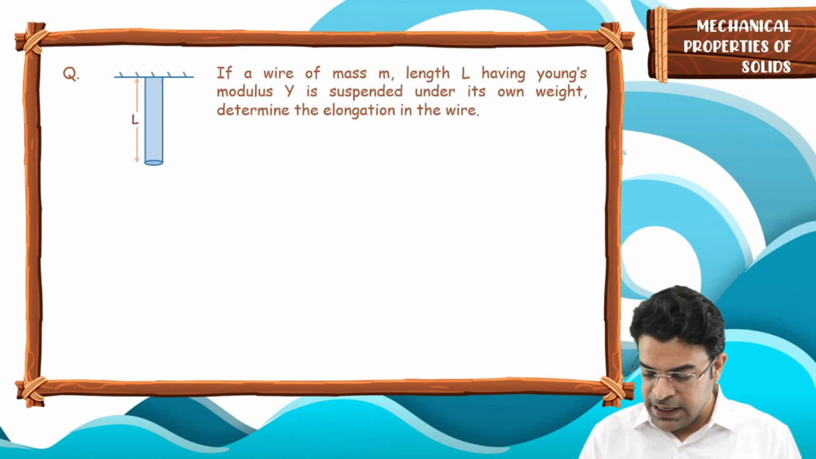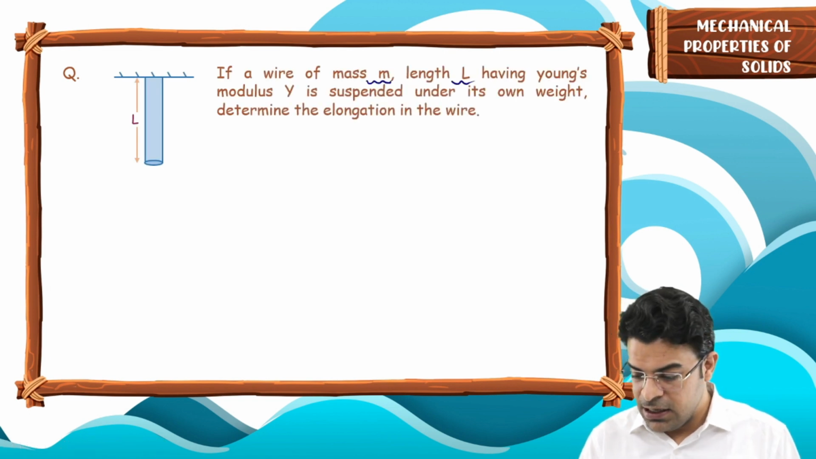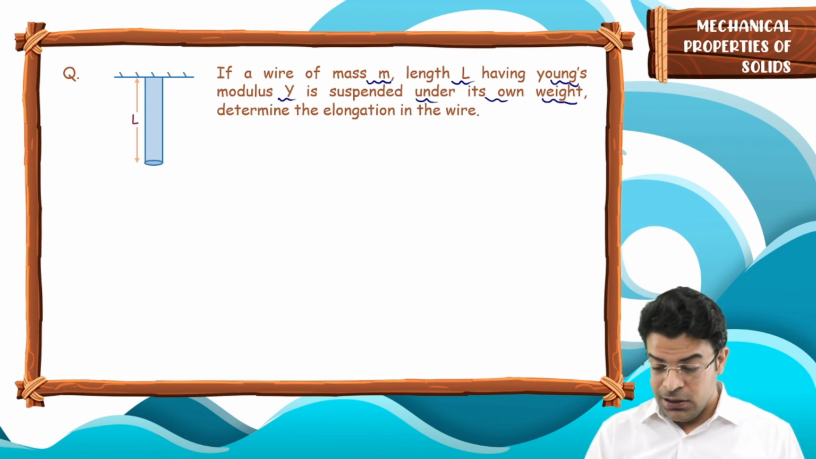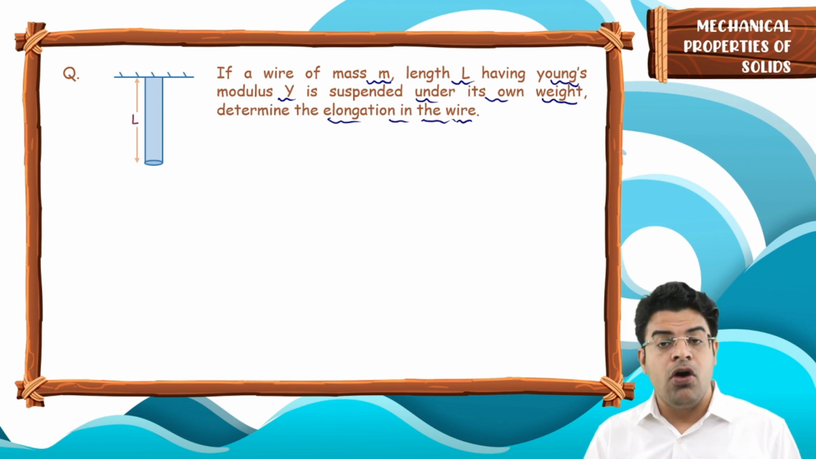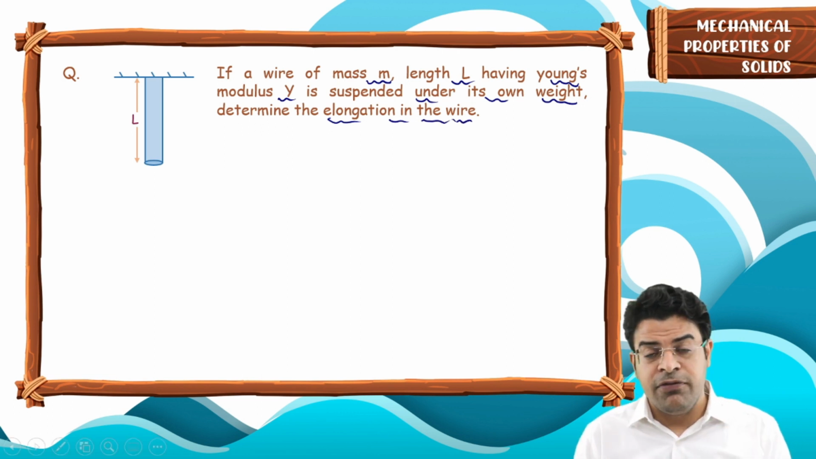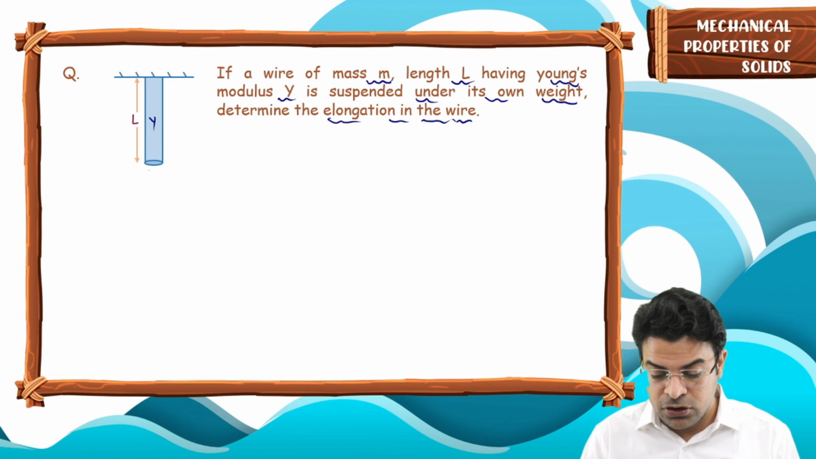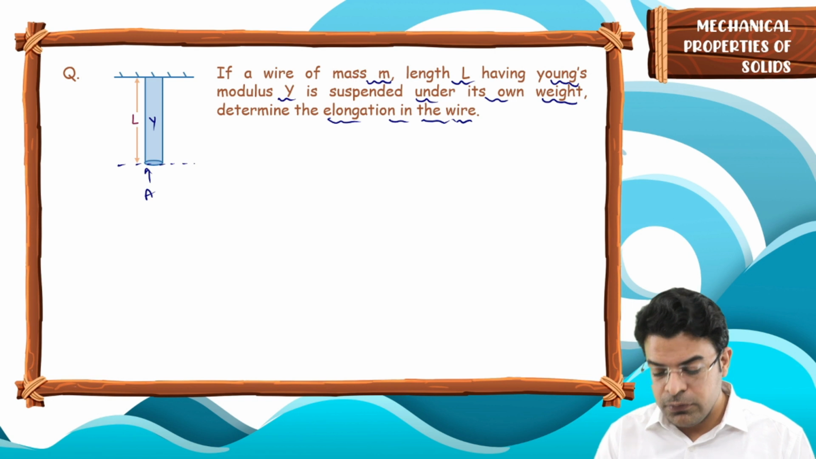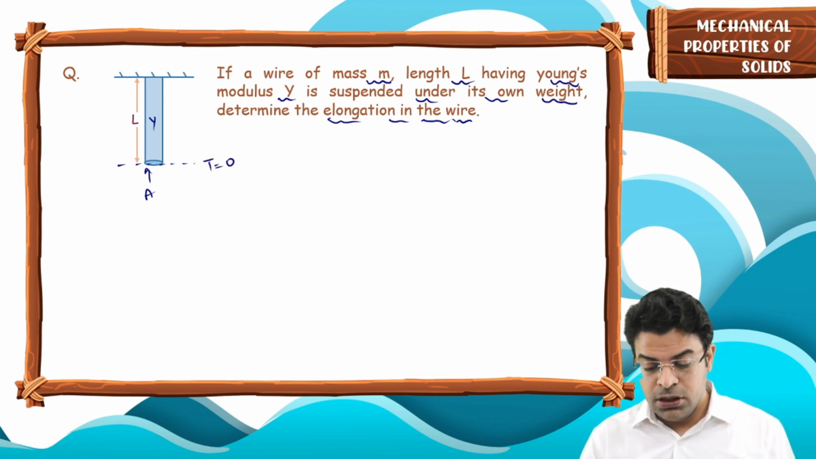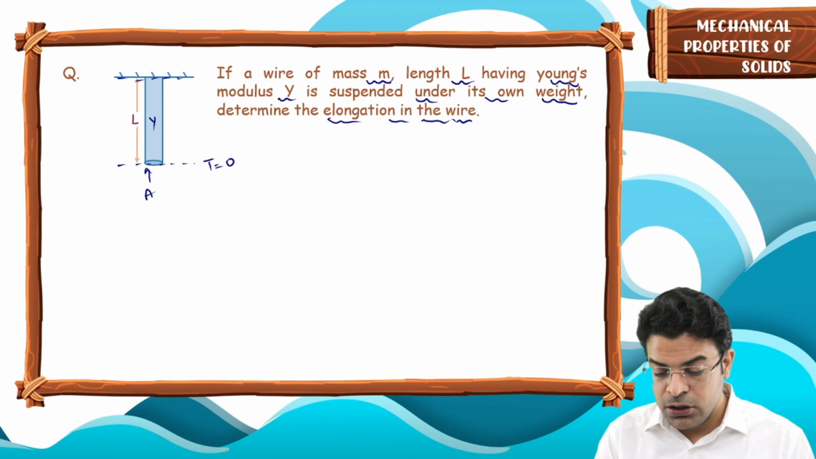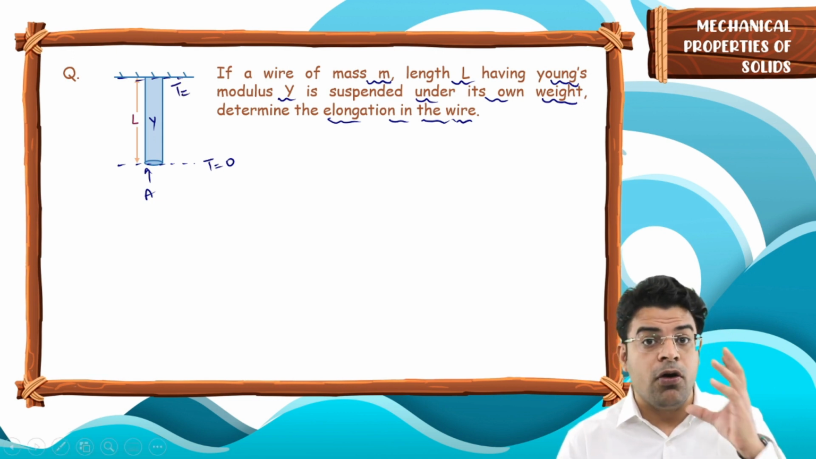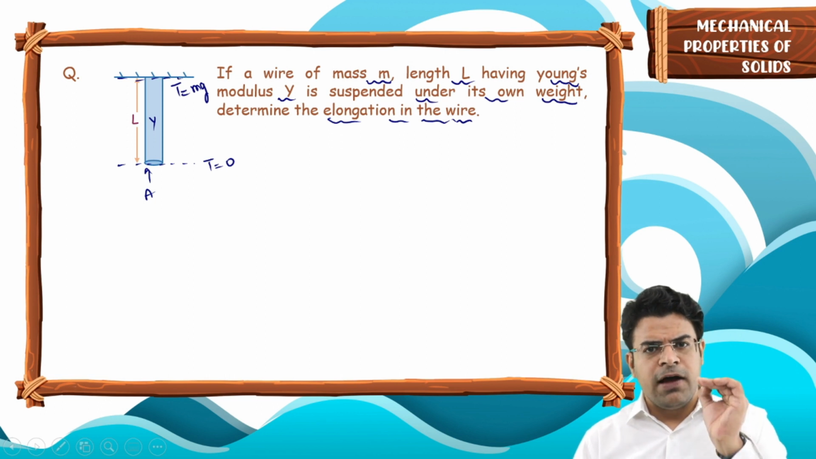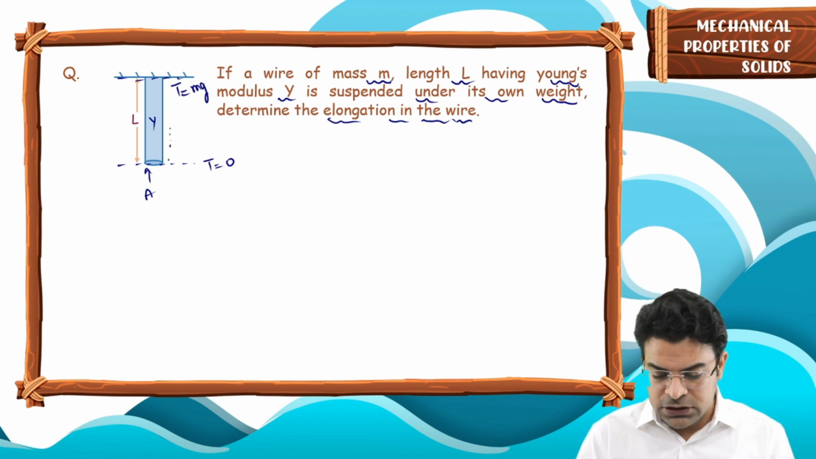The question goes like this: if a wire of mass m and length L having Young's modulus Y is suspended under its own weight, determine the elongation in the wire. How much elongation will take place in this wire if it has Young's modulus Y and cross-sectional area A? At the lowest end of this wire, the tension will be 0. At the highest end of this wire, the tension will be equal to the weight of the wire, which equals mg. Moving from the bottom of the wire to the top, the force will continuously increase.